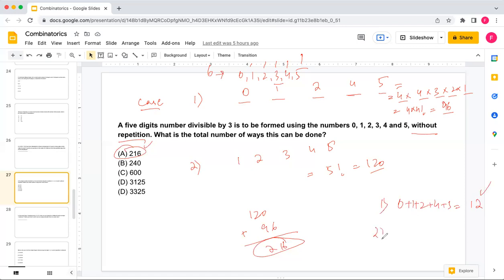Perfect. The second case is if you remove 0, this is 1 plus 2 plus 3 plus 4 plus 5, which is also divisible by 3. So there can be only 2 cases. And now you need to arrange these in a linear arrangement. The first case can be done in 96 ways, and the second case in 120 ways. Just add these, which is 216, which is option A.